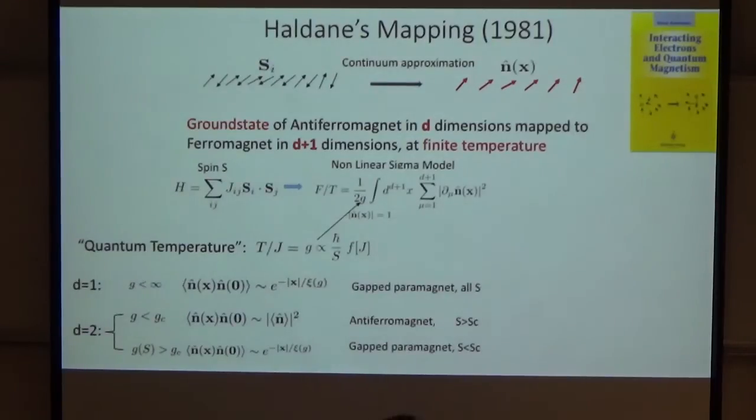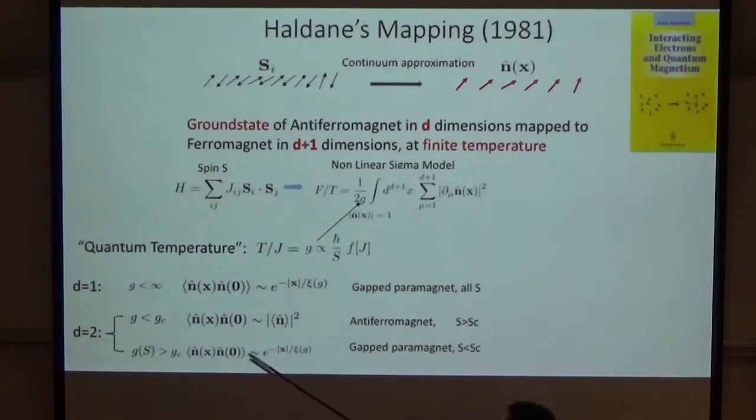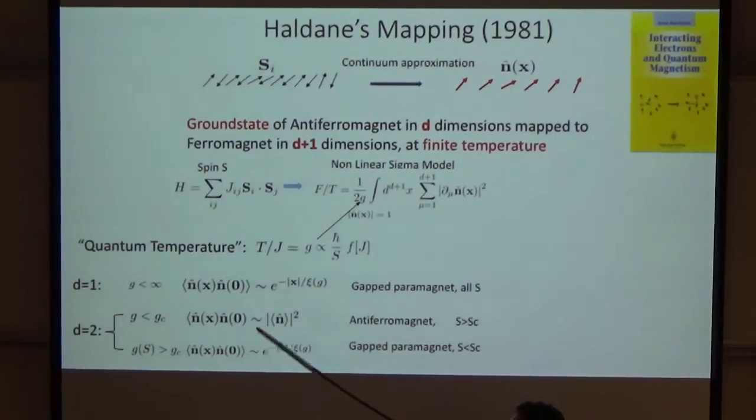Now that immediately gave a slew of results. In one dimension, the correlations of the two-dimensional ferromagnet decay exponentially with a correlation length calculated by Polyakov, which depends on this parameter g. In two dimensions, there's two possibilities. The ferromagnet in two-dimension quantum goes to three-dimensional classical. Three-dimension has a phase transition, so it means that at low temperatures you can have long-range order. At high temperature, exponentially decaying correlations, and there's a transition. And what does this transition mean for the quantum problem? It means the two-dimensional quantum problem can have either an antiferromagnetic ground state with a large spin, or a spin-liquid paramagnet if the spin is small enough and frustration is large enough. So that was the result of this Haldane mapping.